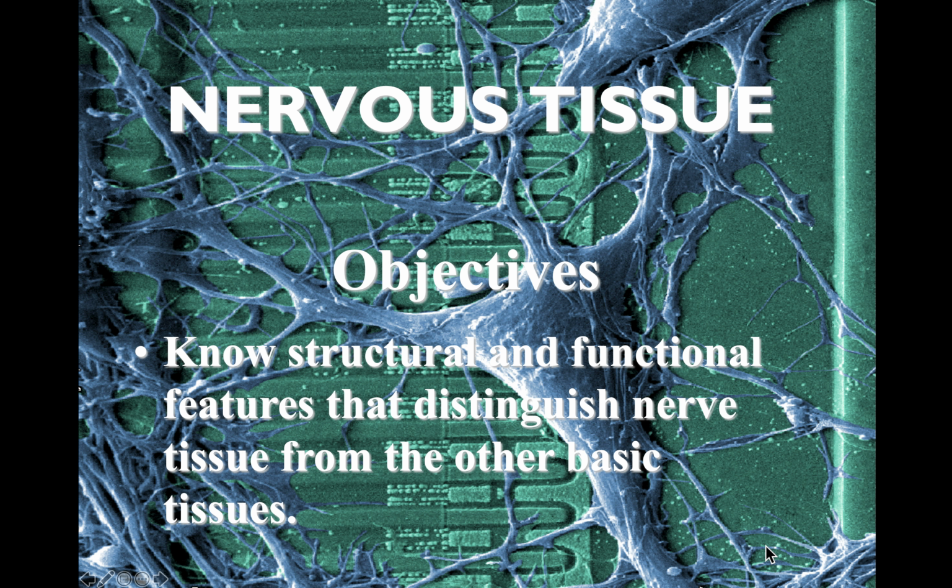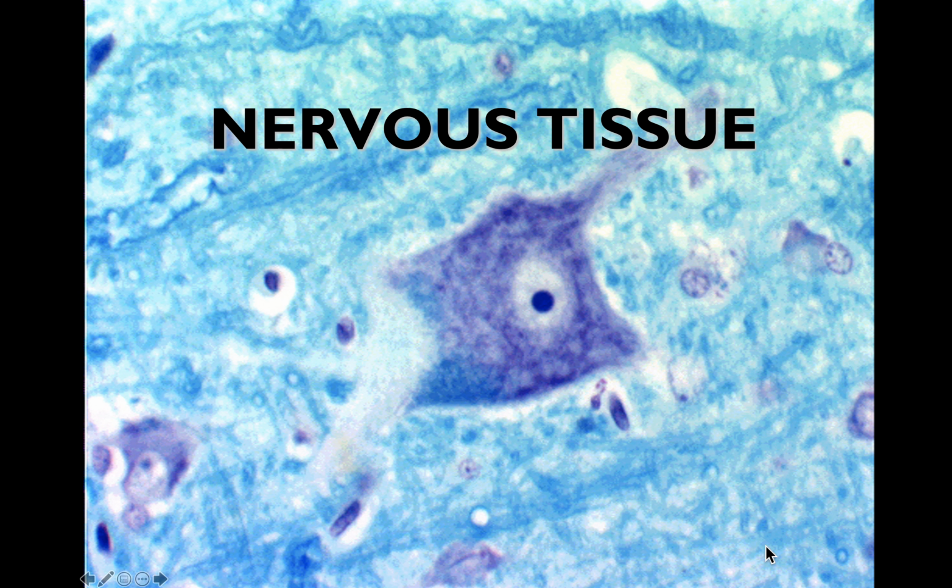Okay, during the last lecture we talked about three of the four basic tissues. We talked about the epithelium, the connective, and the muscular tissue. Today we are going to talk about the nervous tissue. Our objective is to know the structural and functional features and how to distinguish this basic tissue from the other tissues. And we are going to talk about the cells and the components of the nervous tissue.